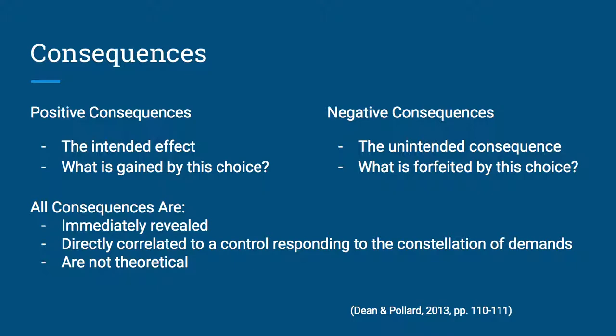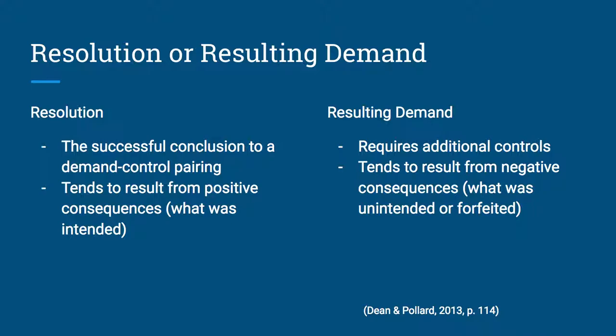All consequences are immediately revealed. They are directly correlated to the control responding to the constellation of demands, and they are not theoretical, meaning that they are frequently observable. A resolution is the successful conclusion to a demand-control pairing. This tends to be the result of a positive consequence, or what was intended. A resulting demand requires additional controls and tends to be the result of a negative consequence, or what was unintended or forfeited.